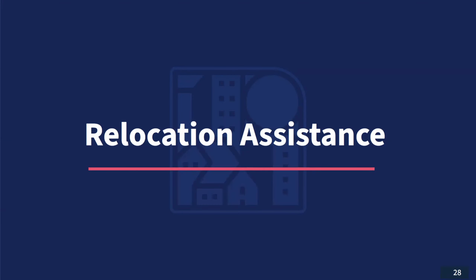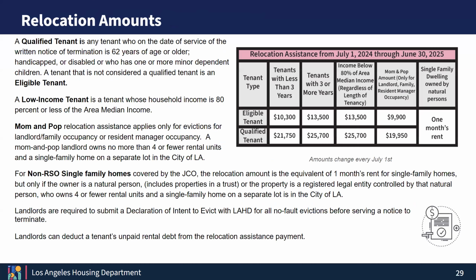Relocation assistance. The relocation assistance amounts are located on your screen, and they range from $10,300 to $25,700 for most of the no-fault evictions under the RSO, depending on tenant's income, length of tenancy, and depending on whether or not a tenant is a qualified tenant, meaning disabled, elderly, or if there's a minor child in the unit. There are some exceptions to these amounts, but they're very limited.